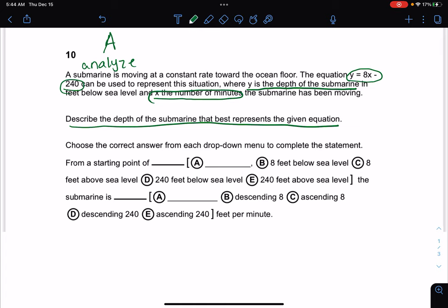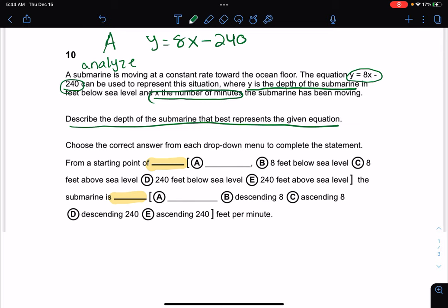You had to fill in your first blank, which is here, and your second blank, which is here. And then you had these different options. So let's look at these. The options are 8 feet below sea level, 8 feet above sea level, 200 feet below sea level, or 240 feet above sea level. So it says from a starting point up. So if we have our equation, y equals 8x minus 240.